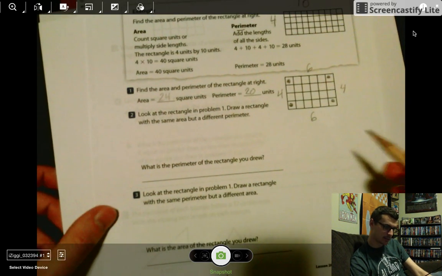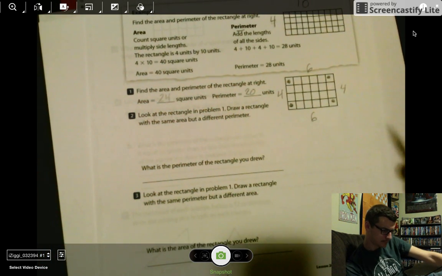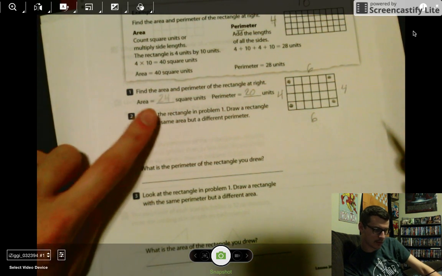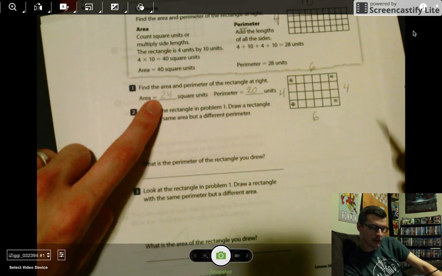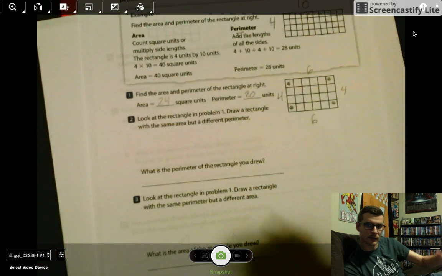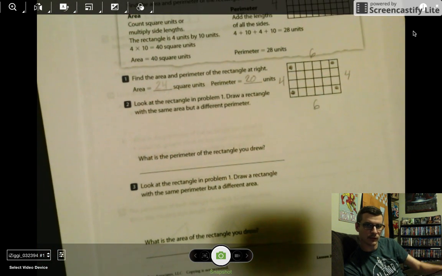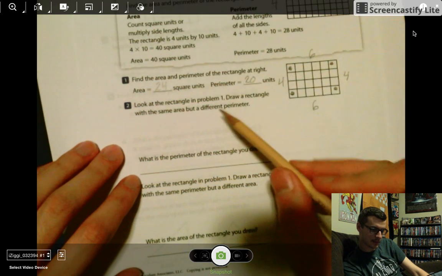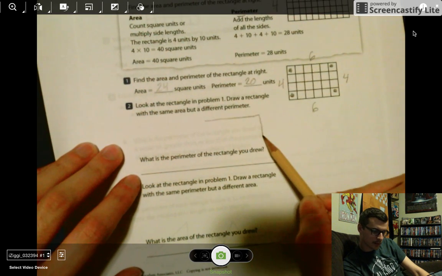Look at the rectangle in problem 1. Draw a rectangle with the same area but a different perimeter. So same area but a different perimeter. So our answer here for the area was 24 square units. So I needed something that's going to be the exact same. So I'm going to draw a rectangle.